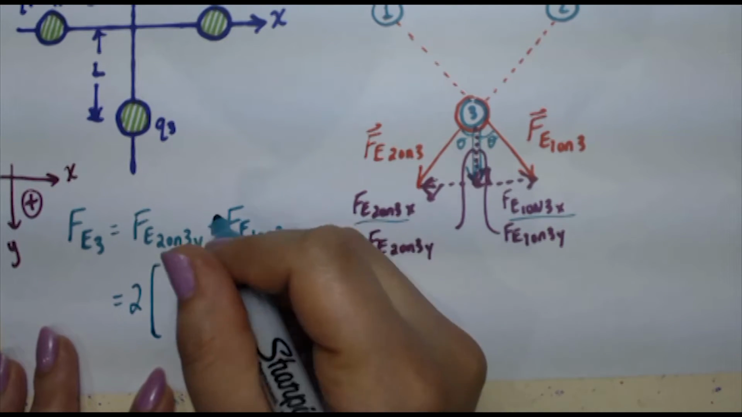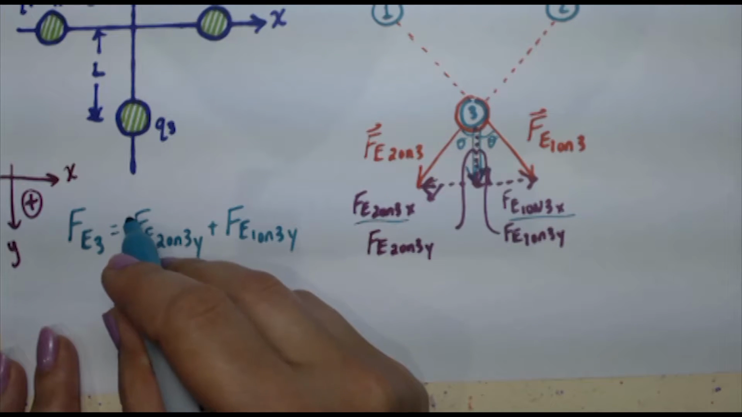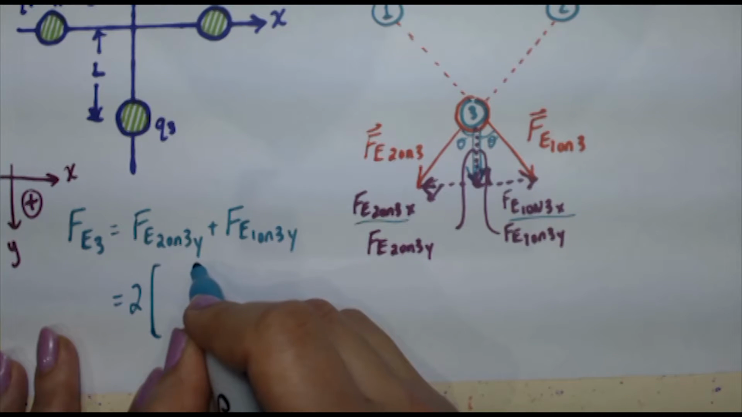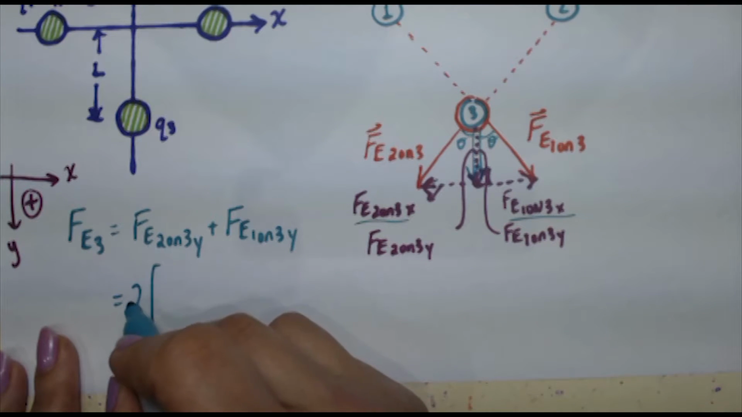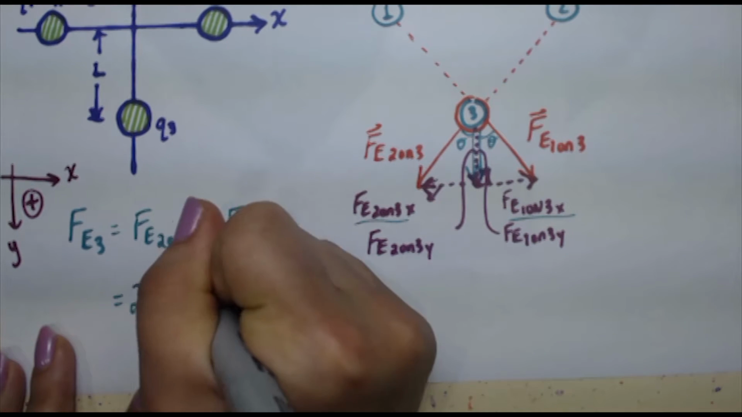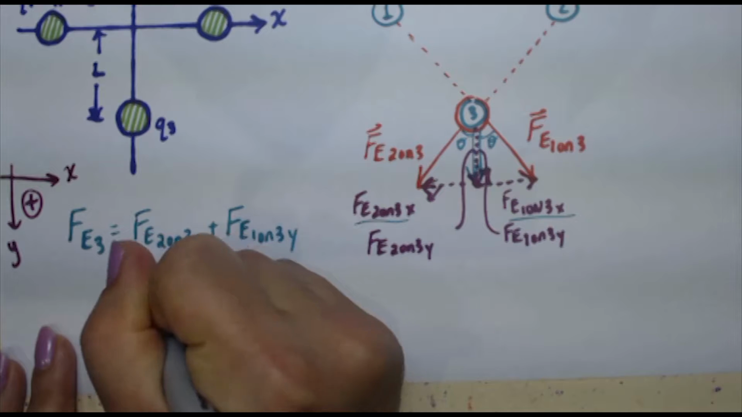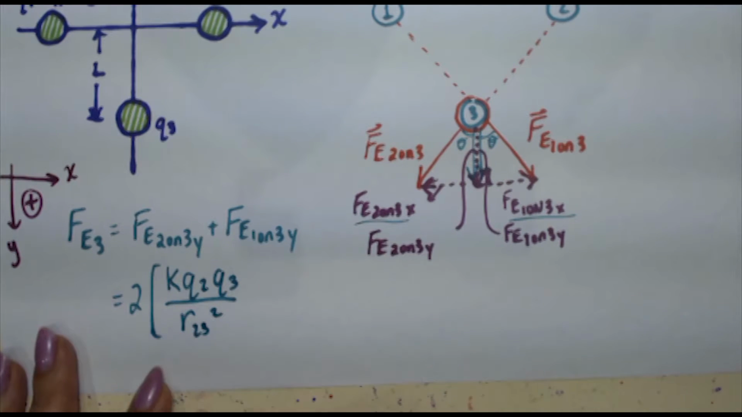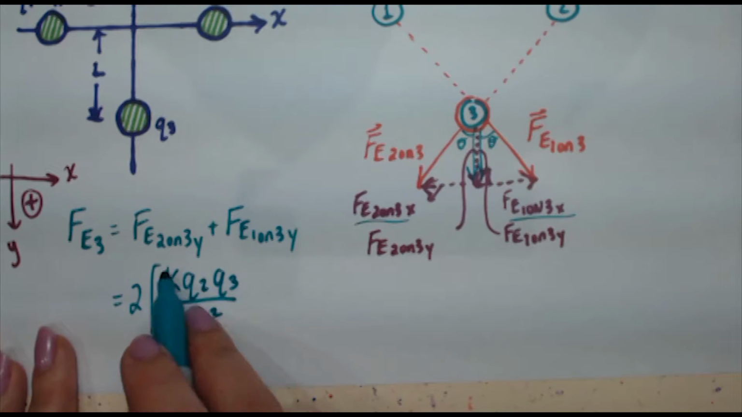Now there's a couple things to keep in mind. First, you're coming up with an expression for the electric force. Next, you're going to come up with something to adjust for the fact that it's the y component. Okay, so we have 2 times that goes in the front. Now electric force is k Q2 Q3 over R23 squared. Okay, R23 is the distance between charge 2 and 3. So this takes care of FE2 on 3.